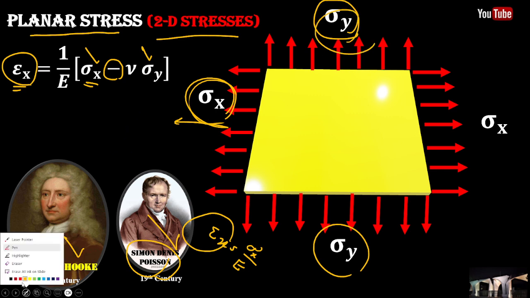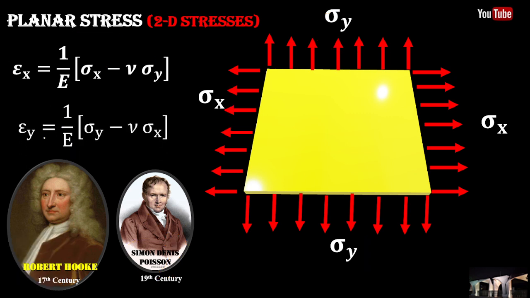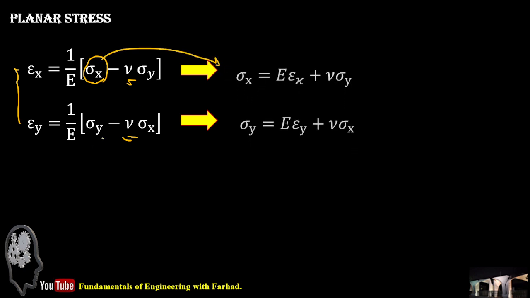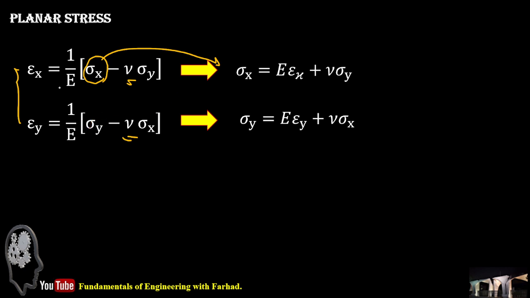Likewise for y, epsilon y is 1 over E times sigma y minus nu times sigma x. So epsilon x is 1 over E times sigma x minus nu sigma y, and epsilon y is 1 over E times sigma y minus nu sigma x. If we rearrange this equation based on sigma x, it gives a new equation: sigma x is equal to E times epsilon x plus nu times sigma y.